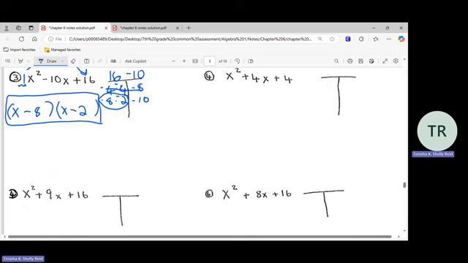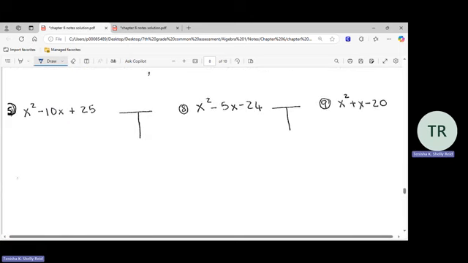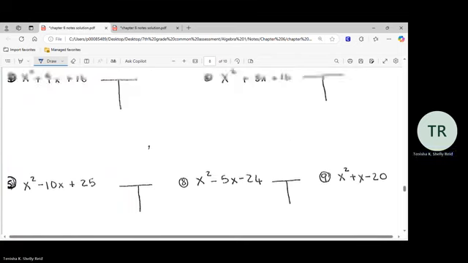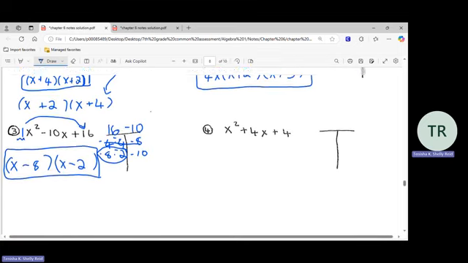Now go ahead and try 4, 5, 6, 7, 8, 9. Try the rest of them. Pause and try the rest of them. Get the hang of it.